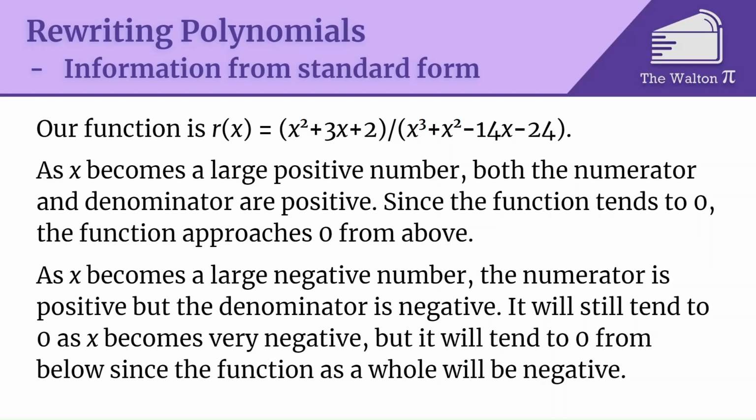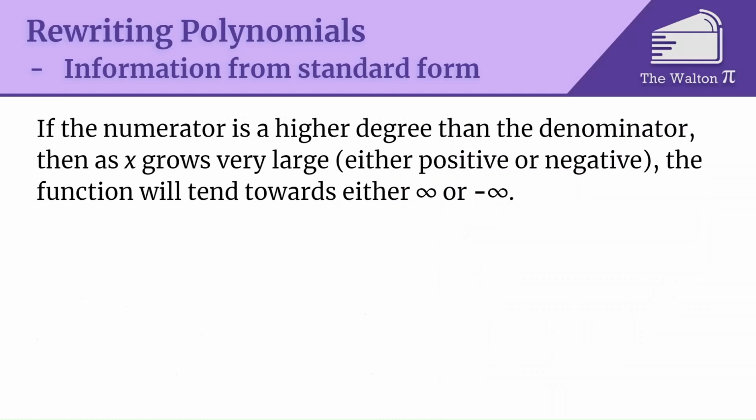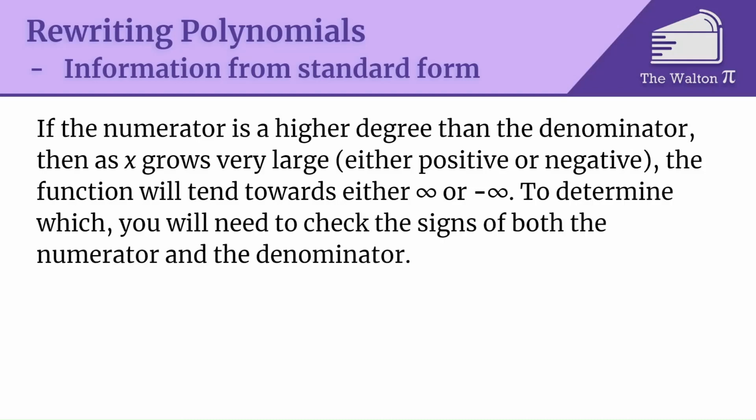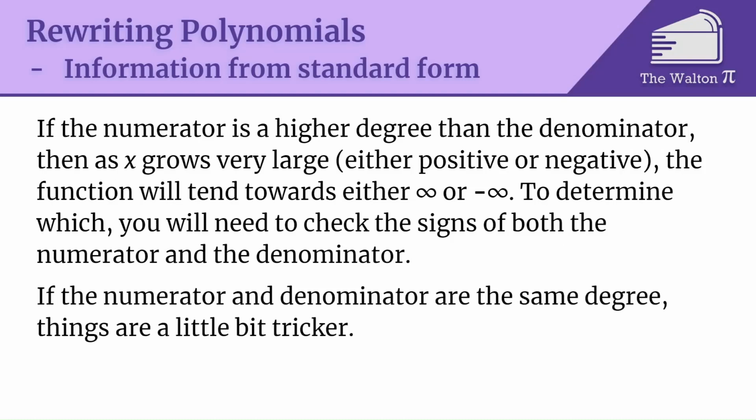since the function as a whole is going to be negative the entire way off towards -infinity. Now, if the numerator is a higher degree than the denominator, then as x grows very large, either in the positive or negative direction, the function is going to tend either towards positive or negative infinity, again depending on what their signs are as x grows very large. To determine which, you just have to check those signs of the numerator and denominator, and then that'll tell you all the information you need.